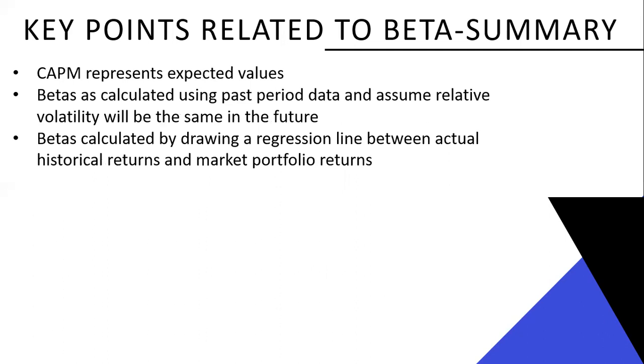CAPM is basically a model that represents expected values, and betas are calculated using past period data and assume relative volatility will be the same in the future. So again, when you're calculating beta, you're going to be looking at historical data, and you're going to be using that to calculate what you expect the future volatility will be. Beta is calculated by drawing a regression line between the actual historical returns and the market portfolio returns.